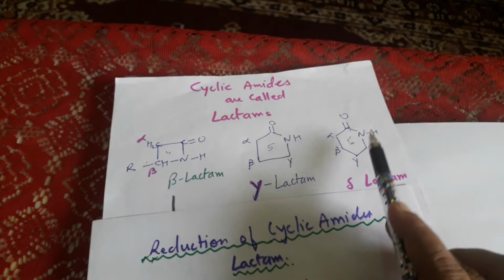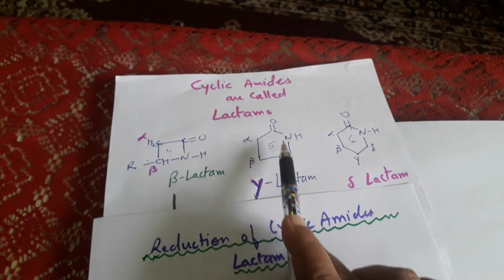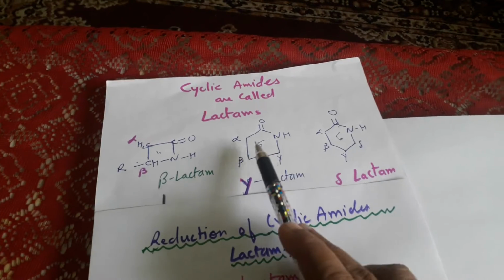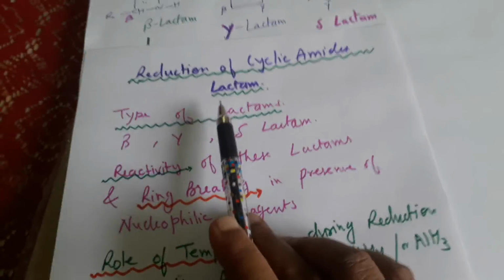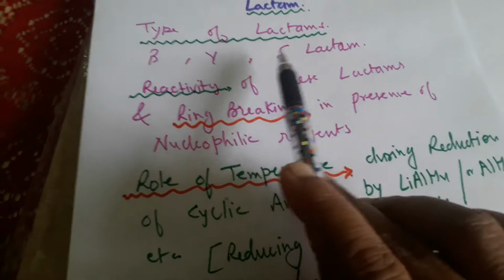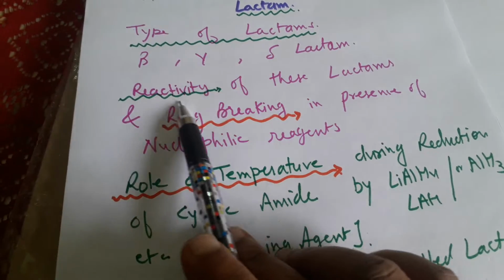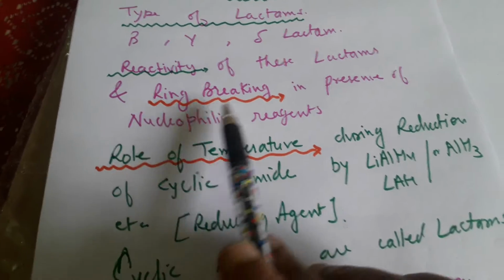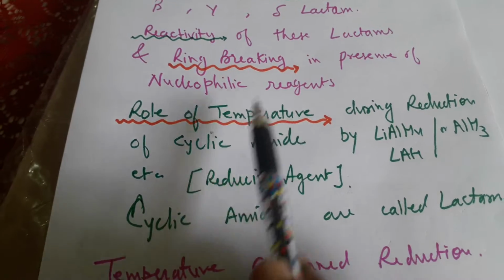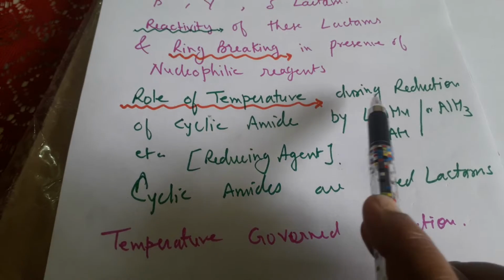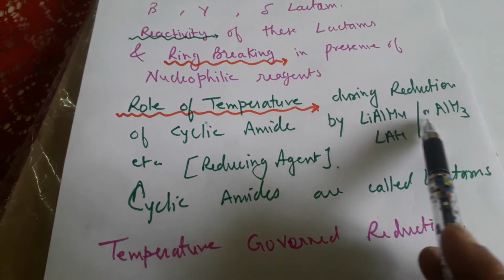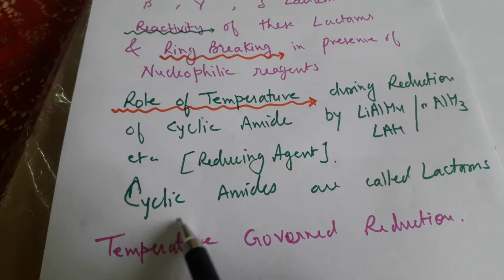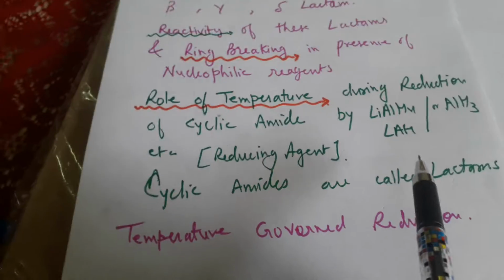This is a cyclic amide, this is also a cyclic amide. Amide groups are present in the ring. So the carbonyl group as well as the NH group are both in the same ring. Now we will discuss the reduction of cyclic amides, the types alpha, beta, gamma, delta that I told you, the reactivity of these lactams, ring breaking in the presence of a nucleophilic reagent, and the role of temperature during the reduction of cyclic amides by LiAlH4 or AlH3 or any other reducing agent. Cyclic amides are called lactams. We had discussed this.